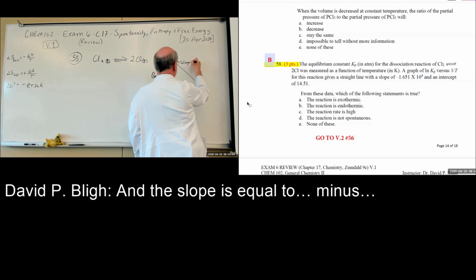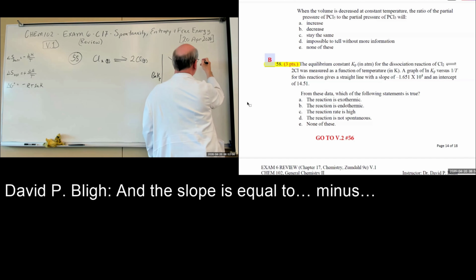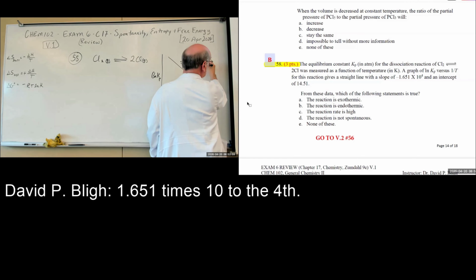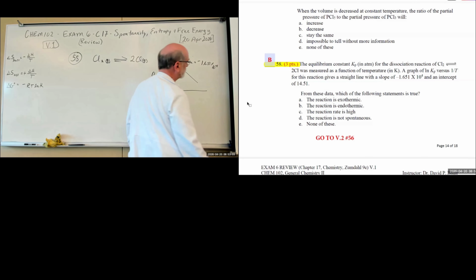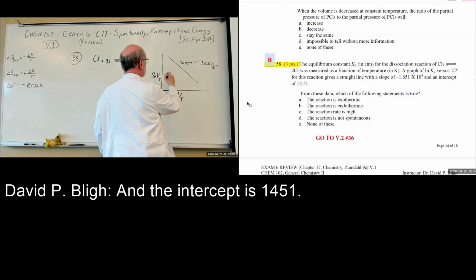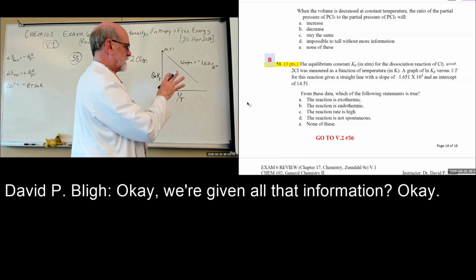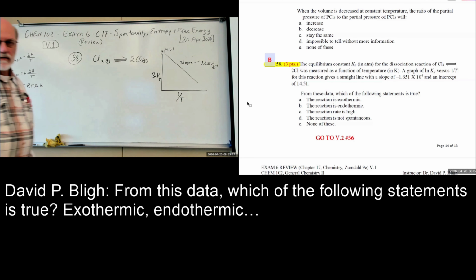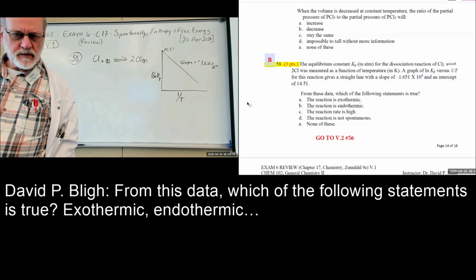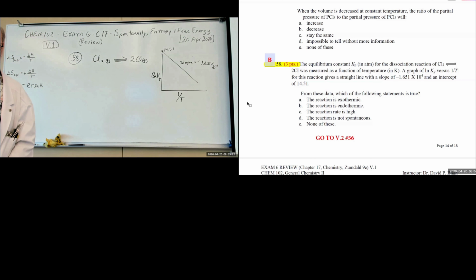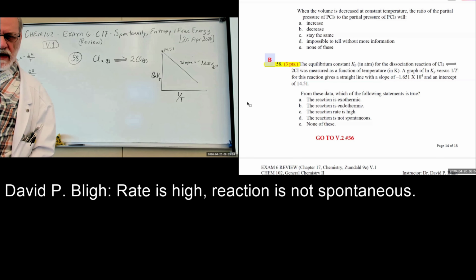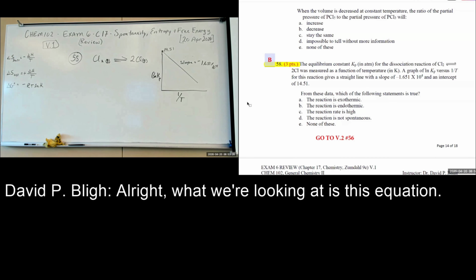The slope is equal to minus 1.651 times 10 to the fourth, and the intercept is 14.51. Okay, we're given all that information. From this data, which of the following statements is true? Exothermic, endothermic, rate is high, reaction is not spontaneous.